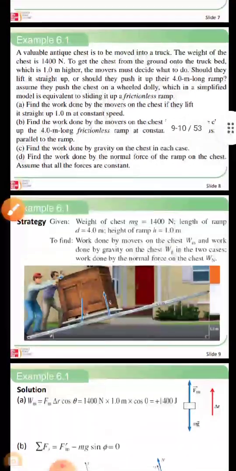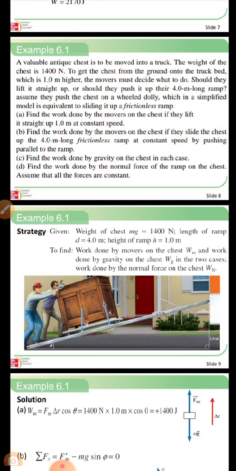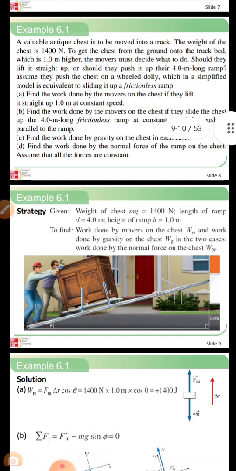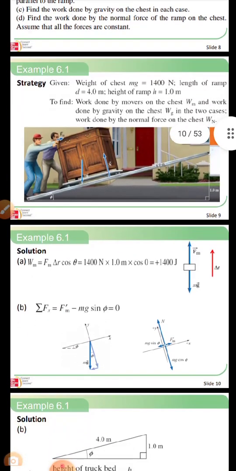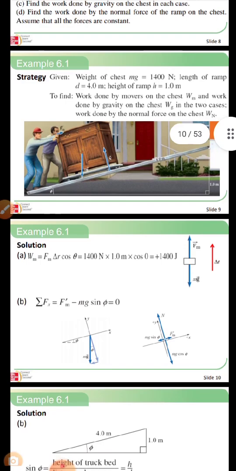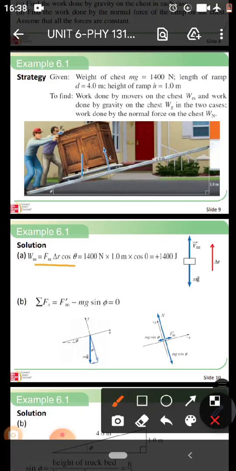Now the first step. Remember in A we are finding the work done by the movers on the chest if they lift it straight up at a constant speed. So we use this formula. From there we know the force by the chest, which is 1400 Newton, and then we know the displacement, which is the height, which is 1 meter.